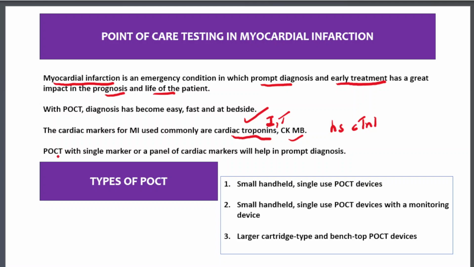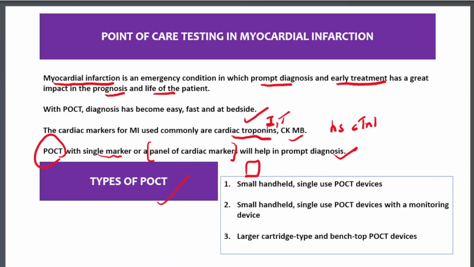So this POCT device, if you make it for a single marker, okay, fine, that is also useful. Or if you make it for a panel of cardiac markers, then of course that will be double useful, is it not? For prompt diagnosis, so that you can initiate the treatment sooner. So types of POCT that you can have: a small handheld device.